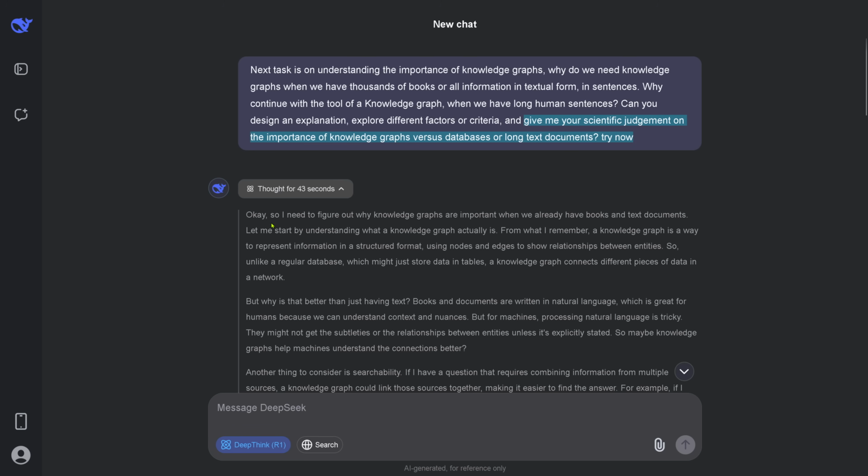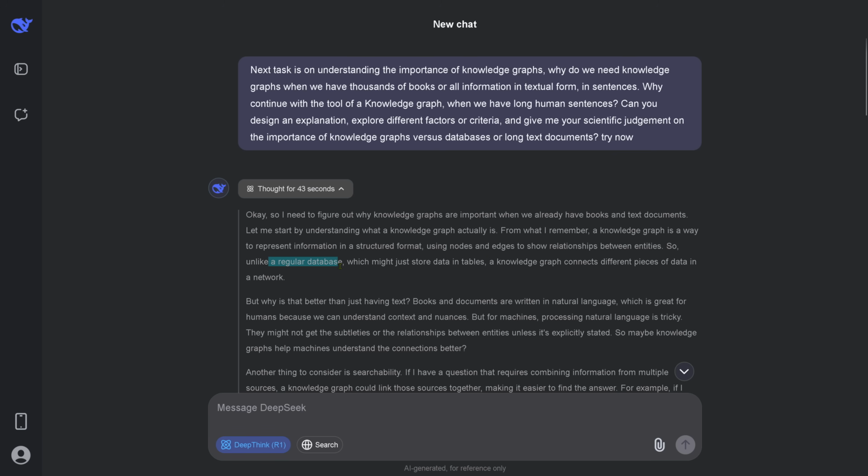So, R1 comes back and says, okay, so I need now to figure out why knowledge graphs are important when we already have books and text documents. Let me start by understanding what a knowledge graph actually is. And R1 tells me, hey, for what I remember, a knowledge graph is a way to represent information in a structured data format, using nodes and edges to show relationships between entities.